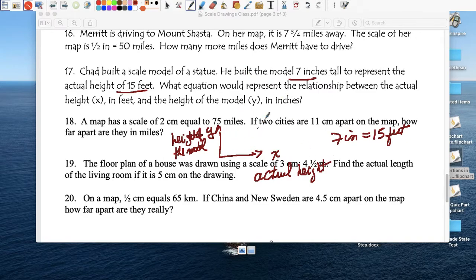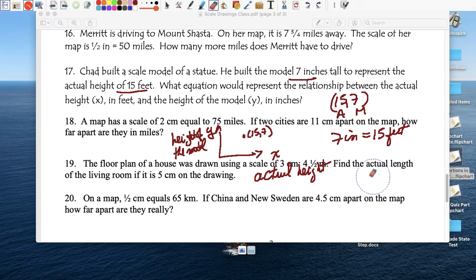Okay, and we know 7 inches. Built a model 7 inches to represent, so we have a point here which is 15, 7, right? So the actual comes first and the model comes second, because the actual is your x-axis. So point 15, 7 is right here, 15 to the right and up 7. Let's just write 15, 7. So if the relationship is proportional, can we find k? k is 7 over 15.